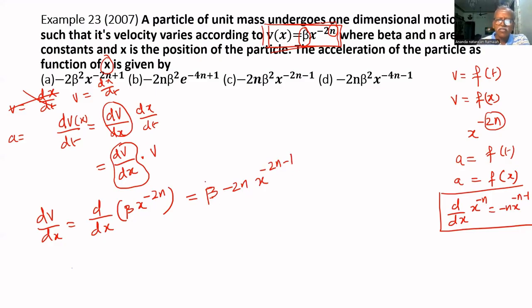So we got the differentiation, multiplied by v. v is given already, beta x to the power minus 2n. So what you will get is beta, two betas are there, so we can write beta square. One minus is there, so we'll put it outside, minus 2n.